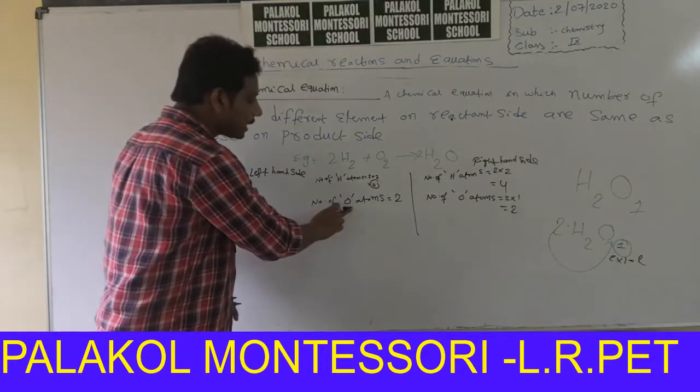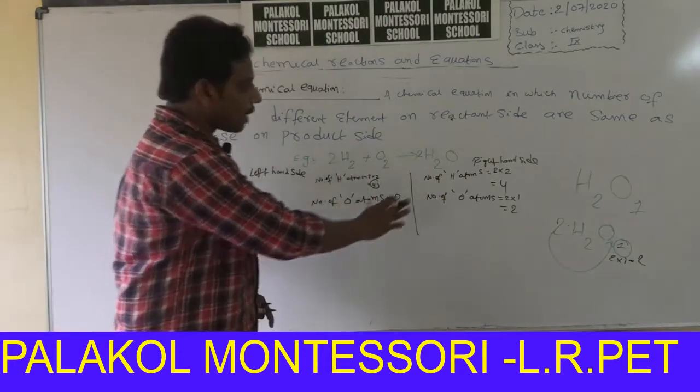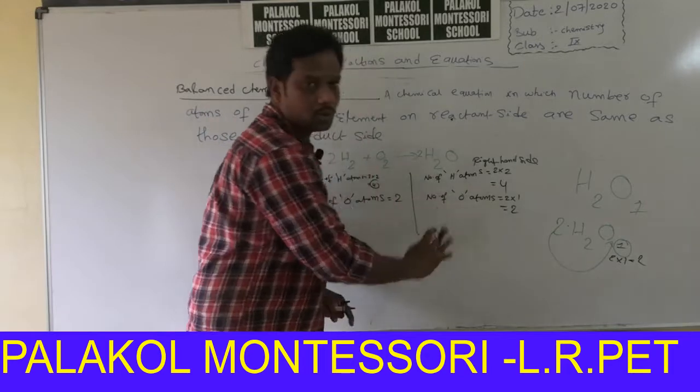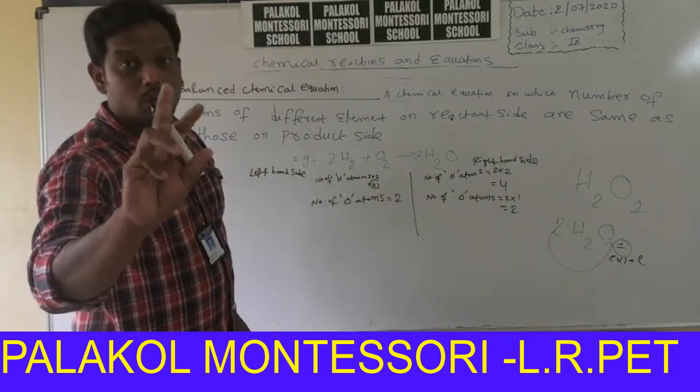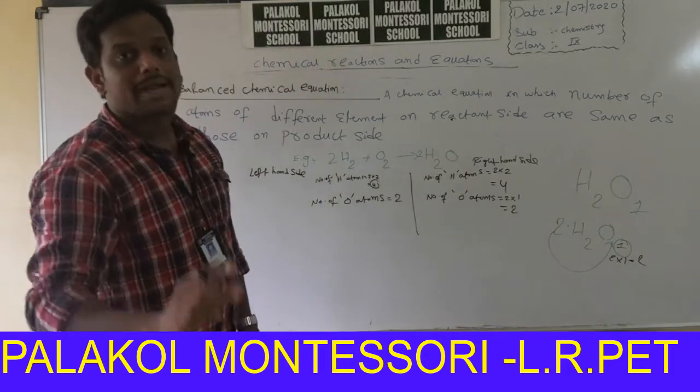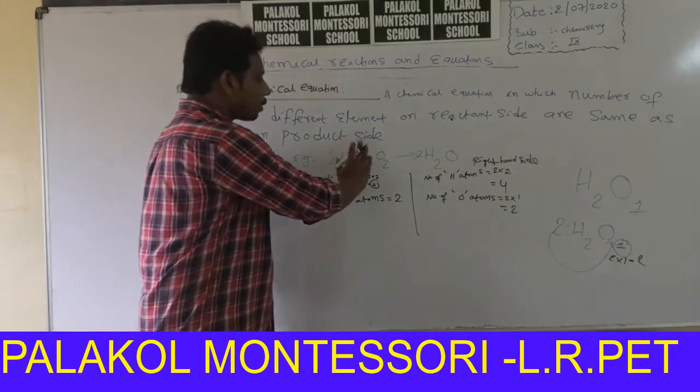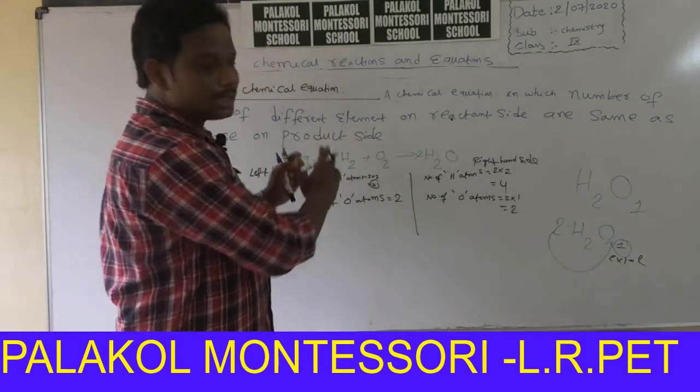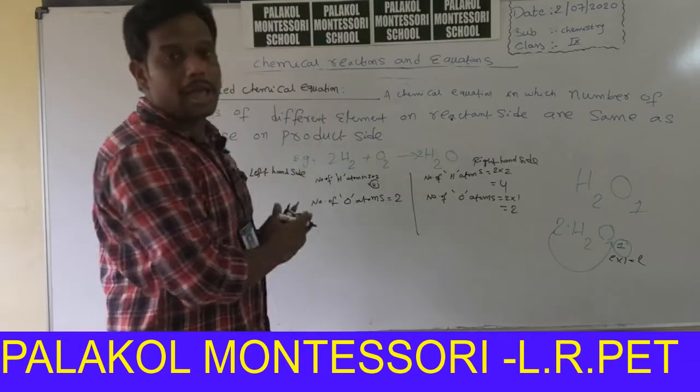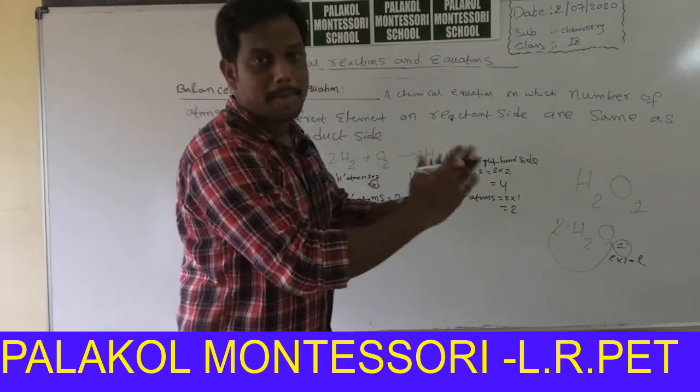Again, the number of oxygen atoms on the left hand side is 2. The number of oxygen atoms on the right hand side is 2. In this chemical equation, only two different elements are there: hydrogen and oxygen. So in this equation, the left hand side atoms and right hand side atoms are balanced.